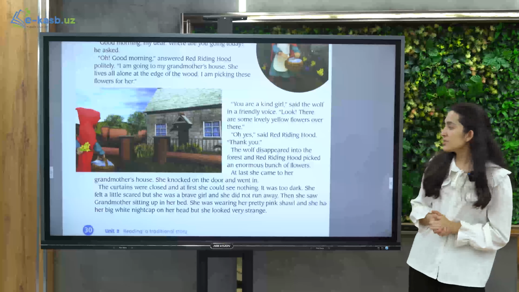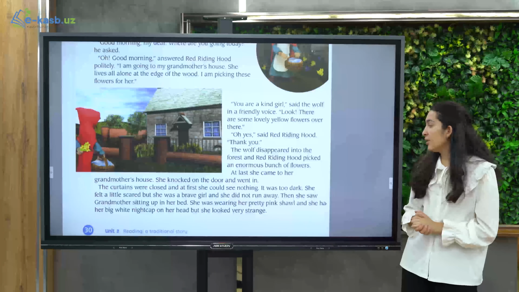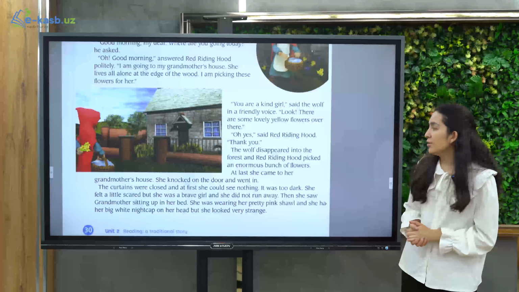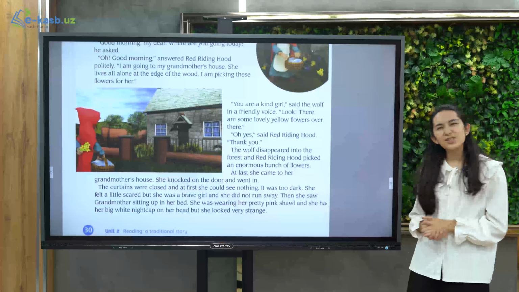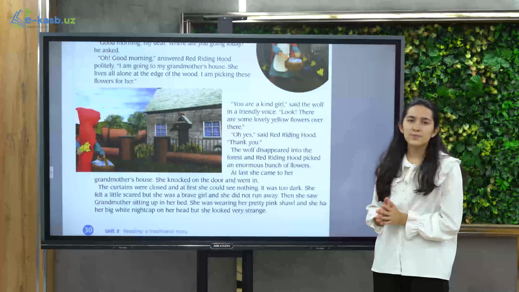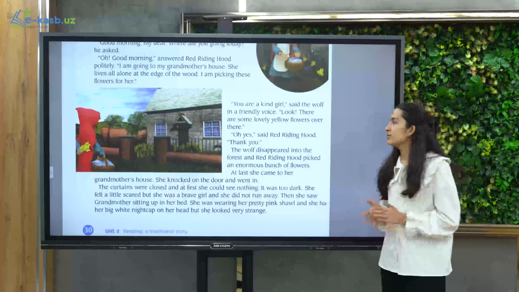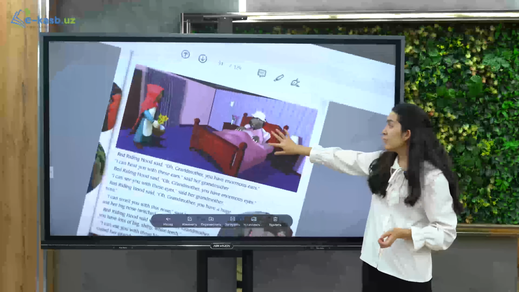The curtains were closed, and at first she could see nothing. It was too dark. You remember, we learned with you too plus adjective, it means very much, of course. She felt a little scared. A little scared means a little bit afraid.